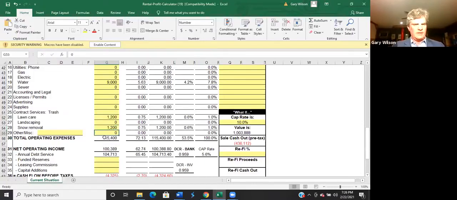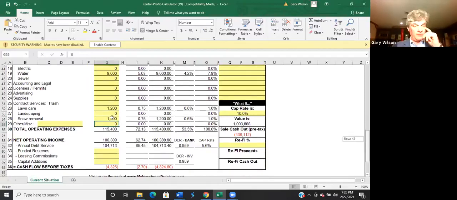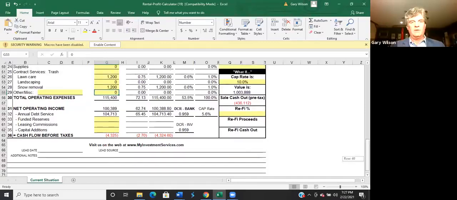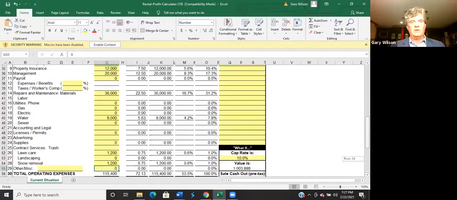Okay. So total operating expenses are already up to 115,000, which leaves net operating income of 100,000. We need that to pay for our mortgage and also pay ourselves. Well, the annual debt service is 104,000. So right now, if we bought it the way they're advertising it, we'd have a net loss of over $4,000 per year. Now, that's just one way of looking at it. We already did one suggestion, which was add some parking income.